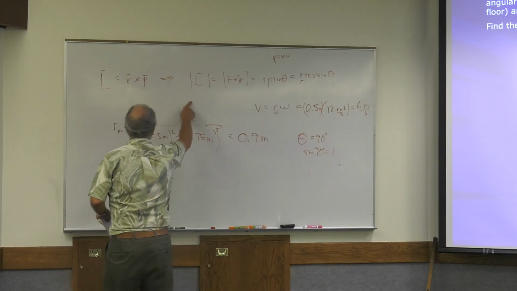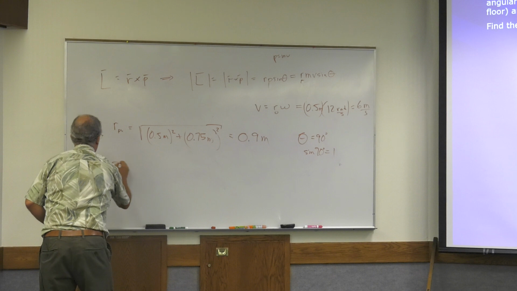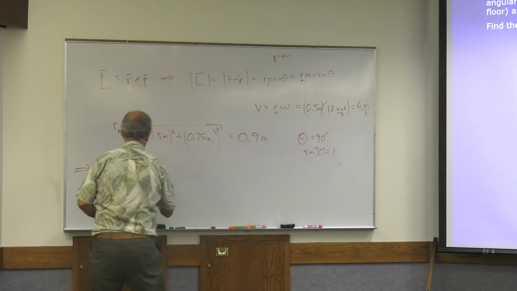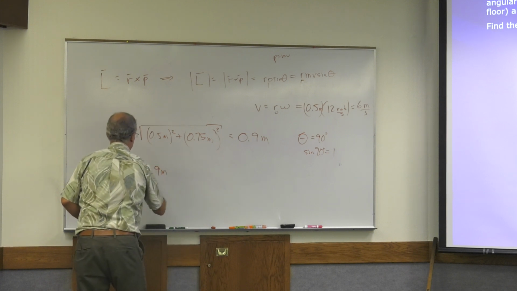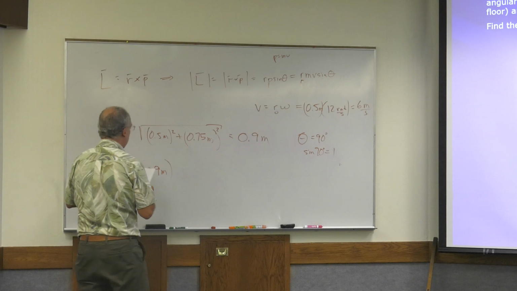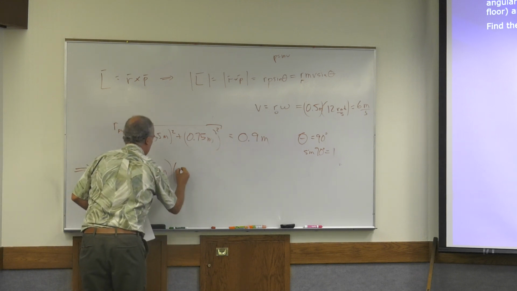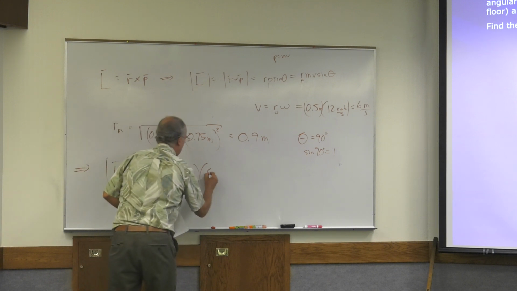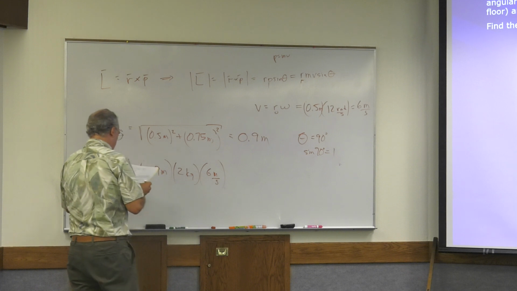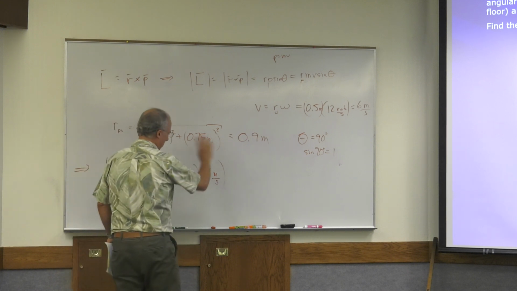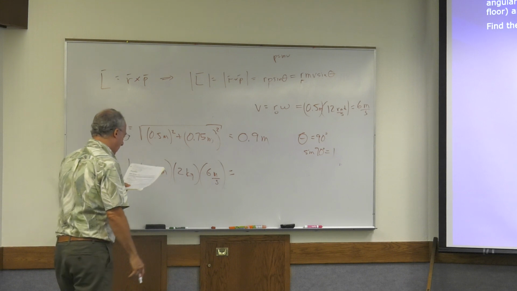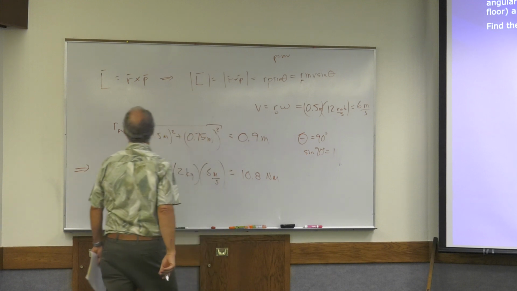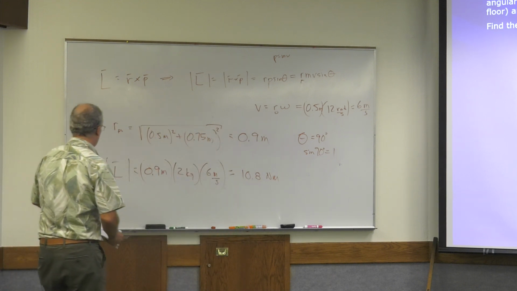All right, so therefore the magnitude of L, okay, R position vector, 0.9 meters. And then M is 2 kilograms. V is 6 meters per second. And sine of 90 is 1, so I waste time to write that. So 10.8 Newton meters. Why is it Newton meters? Well, just figure it out, right?